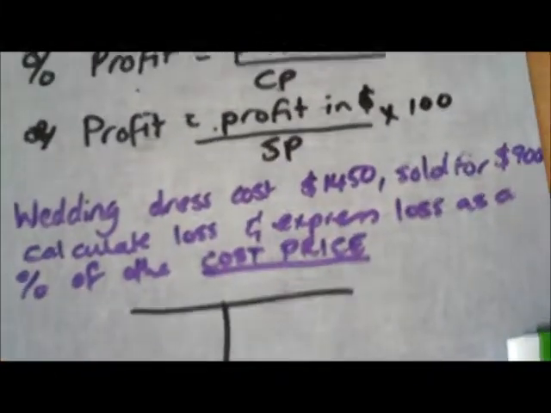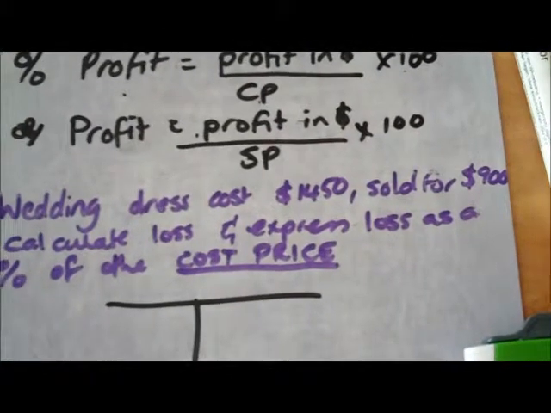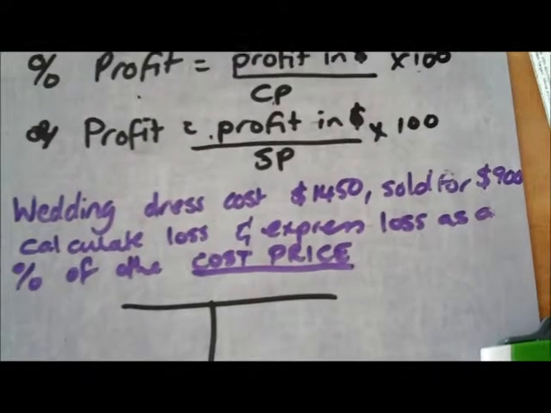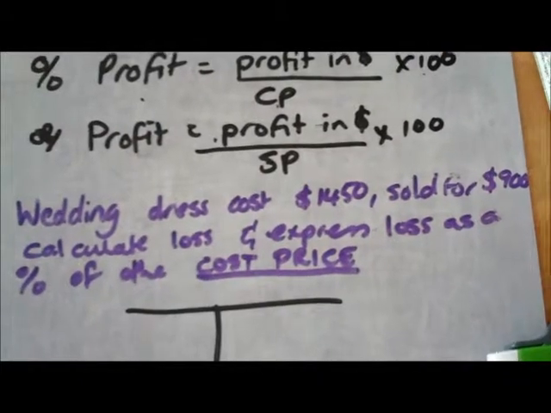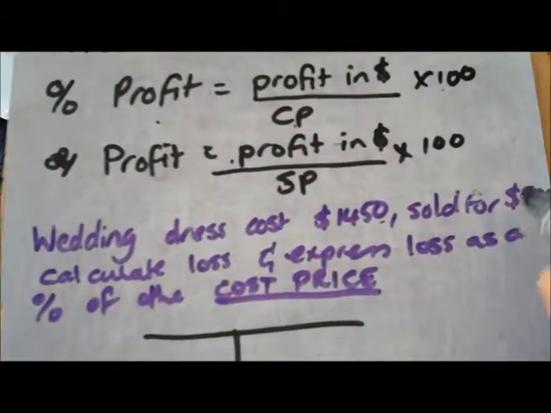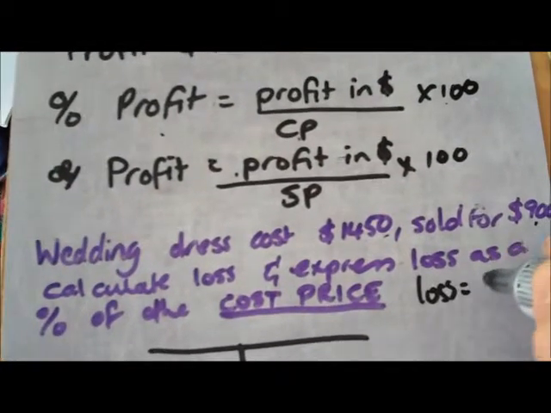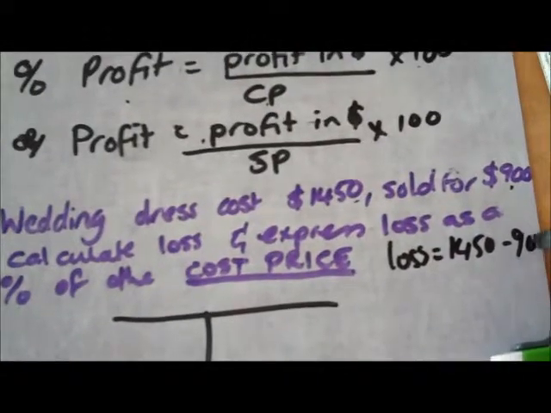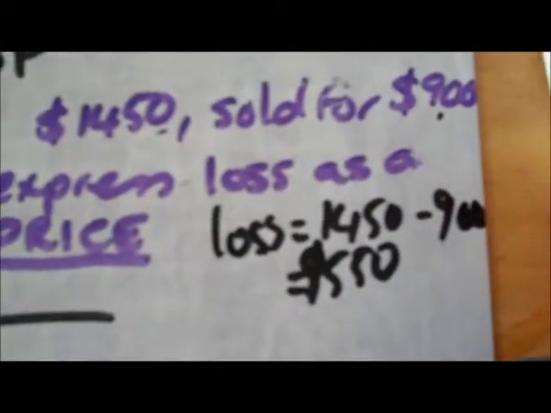So here's the first example. A wedding dress was bought for $1,450 and sold for $900. Calculate the loss and express the loss as a percentage of the cost price. So how much money did she lose on the dress? What's the difference between $1,450 and $900? So the loss is $1,450 minus 900, which is $550. So in total she lost $550 on the dress.